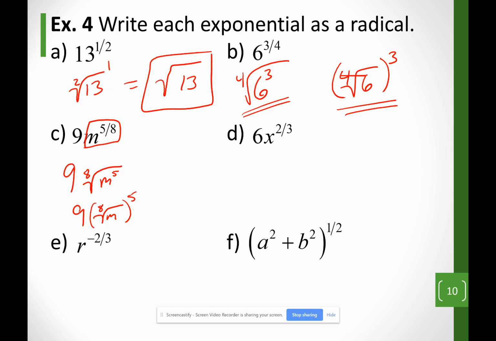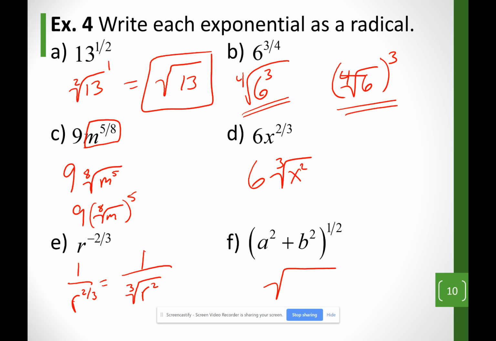Looking at D, the 2/3, it only has to deal with the x. So I can do the cube root of x squared and my 6 on the front. Now, because of the negative on E, I'm going to write that as 1 over r to the 2/3. So I have 1 over the cube root of r squared. For example F, I have the square root of a squared plus b squared, and then to the 1. So 1/2 can only be written as just the square root.